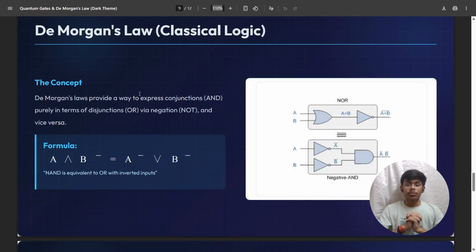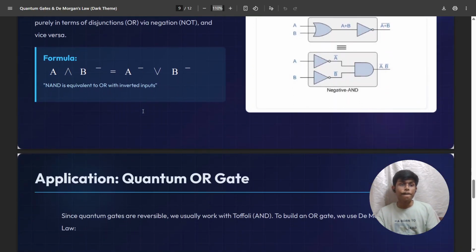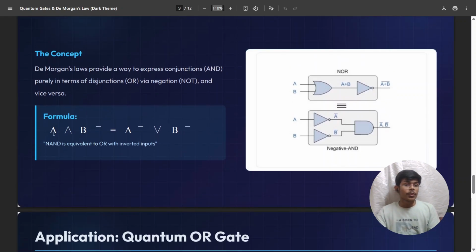But why are we studying this in the quantum lecture? Because the OR gate is not directly given in quantum computers. You have to make it using an AND gate and NOT gates. So this is why this law is very useful in this quantum computing lecture. The formula is given over here, and as I've said, the OR gate is not directly available in quantum computers. We have to make it, and the diagram is shown over here.